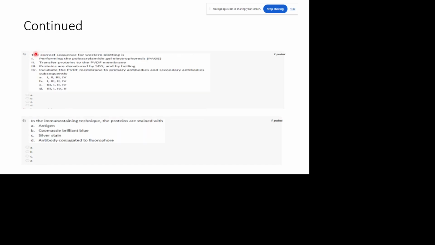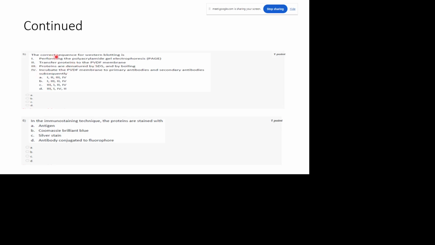The correct sequence of the Western blotting is first performing PAGE, second transfer protein to the PVDF membrane, third protein denaturation by SDS and by boiling, then incubate the PVDF membrane with primary antibodies and secondary antibodies, right? So the first step is the sample preparation, where proteins will be denatured by SDS and by boiling, because proteins should not be in a native state and proteins have to be negatively charged. So this is the first step, option 3.